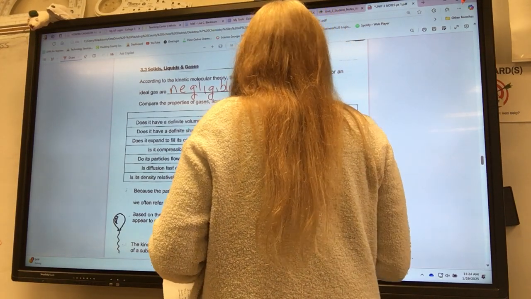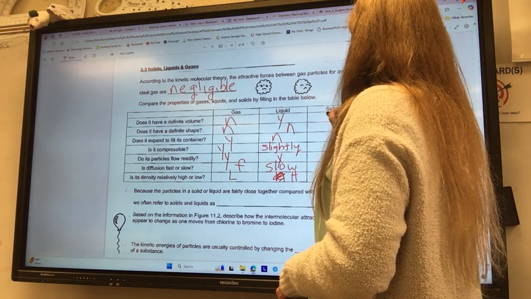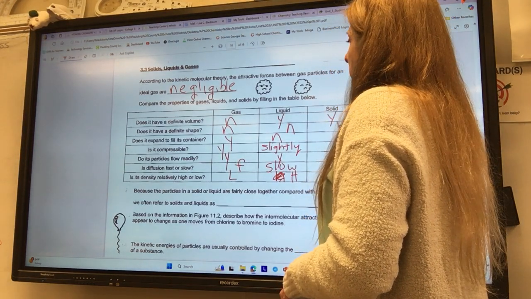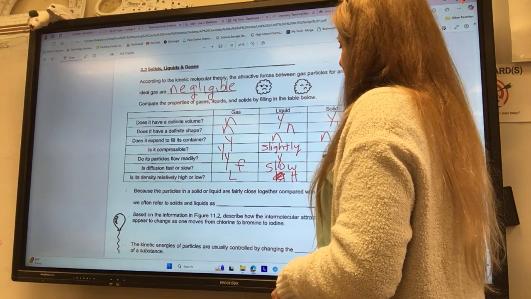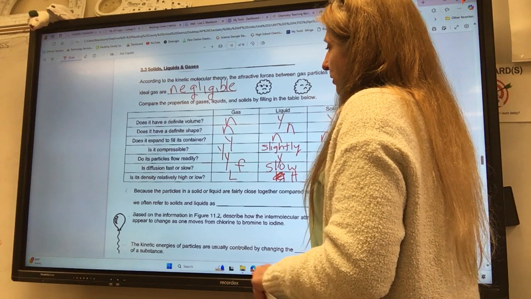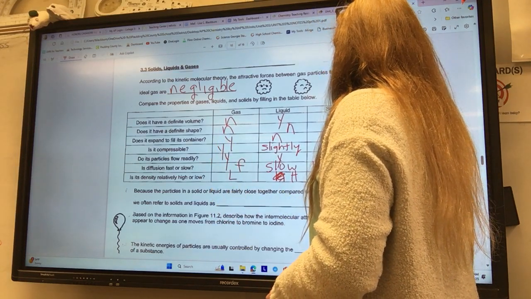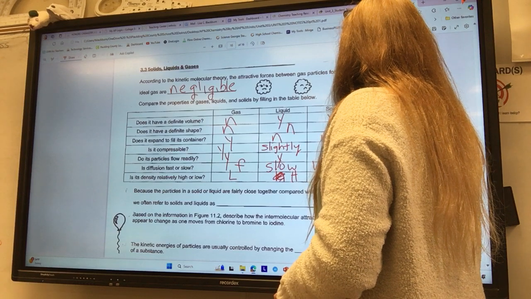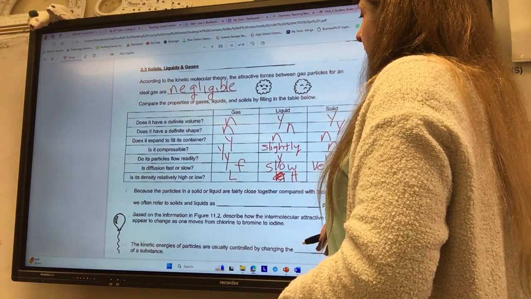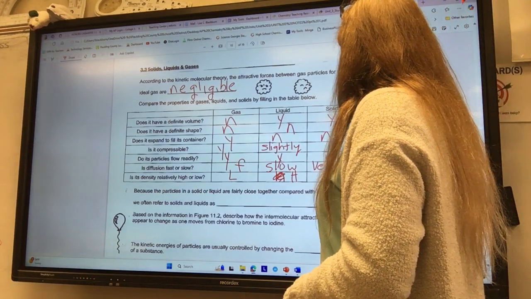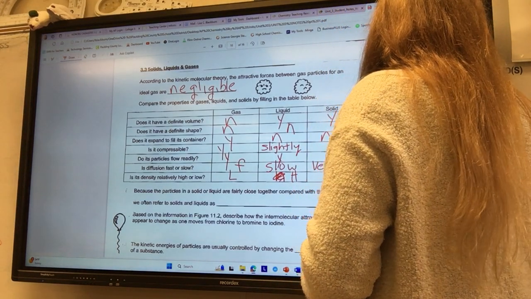That'll look better, okay? Now, how about solid? Does it have a definite volume? Yes. Shape? Yes. Expand? No. Compressible? No. Does it flow readily? No. Is diffusion fast or slow? Very slow. If anything diffuses through a solid, that's pretty amazing. Is its density high or low? It is high. All right, that was easy. Next.